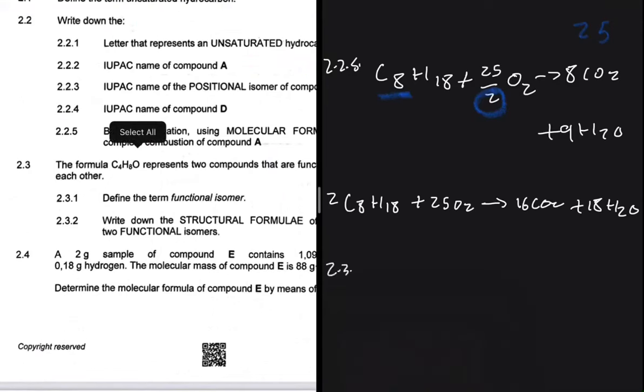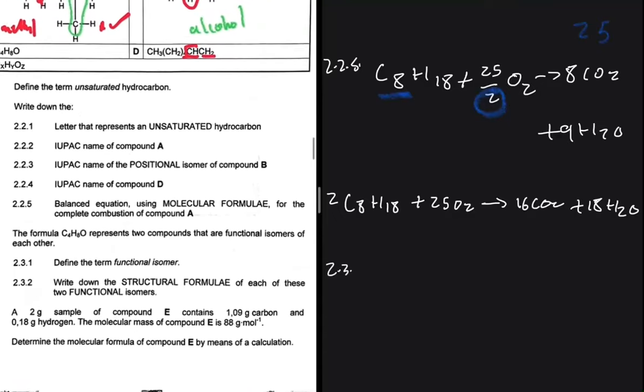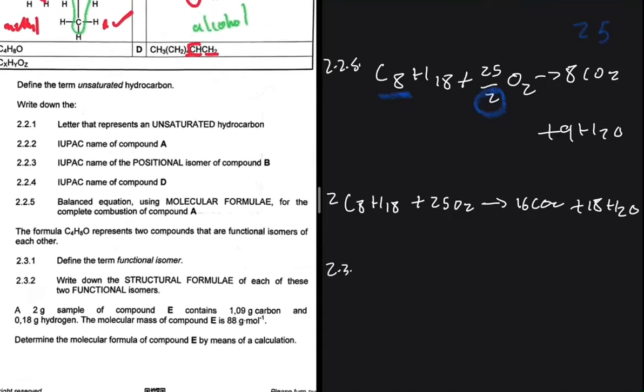So 2.3, the formula C4H8O represents two compounds that are functional isomers of each other. And then 2.3.1 is supposed to define the term functional isomer. So the same molecular formula but different functional group. And then in 2.3.2, let's write down the structural formula of each of these two functional isomers.